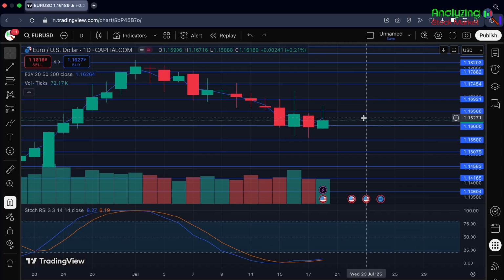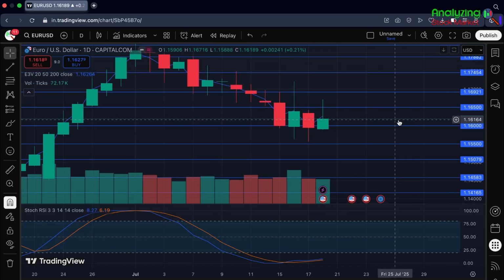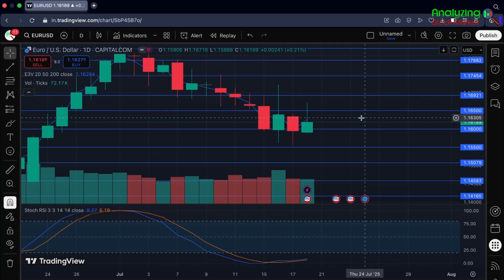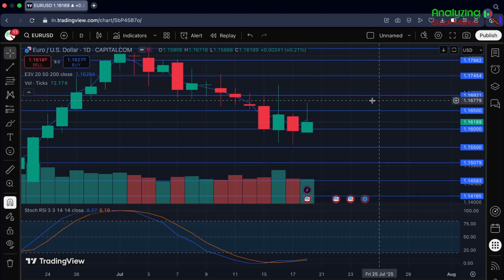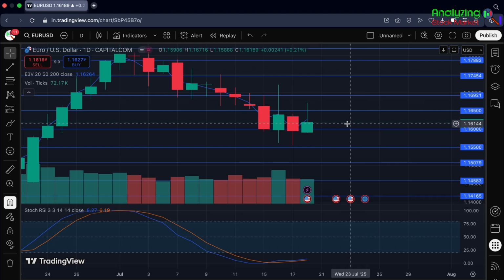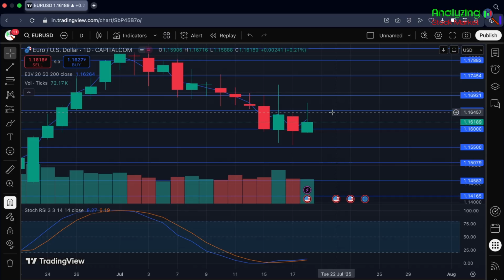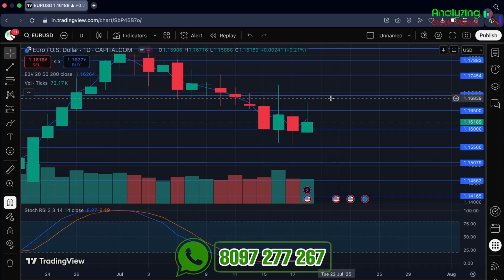So the levels are now marked. Let's now talk about the closing. As you can see, the levels are already marked. I'm not seeing any different events or different data which helps me to change anything. So currently, if I talk about the closing, 1.16189 is the closing. Direct support is 1.16000. Direct resistance is 1.16500. After direct support, there is a support of 1.15500 and then 1.15079. After direct resistance, there is a resistance of 1.16921 and then 1.17454.